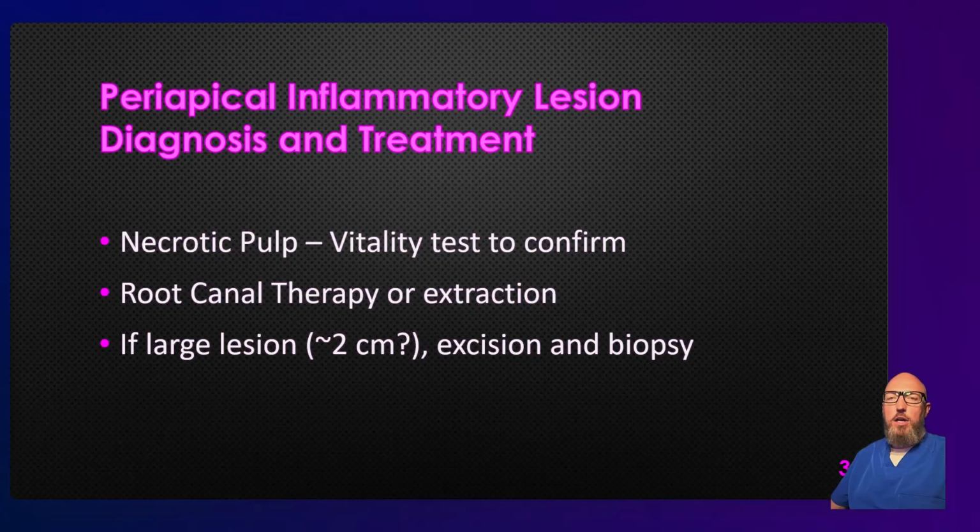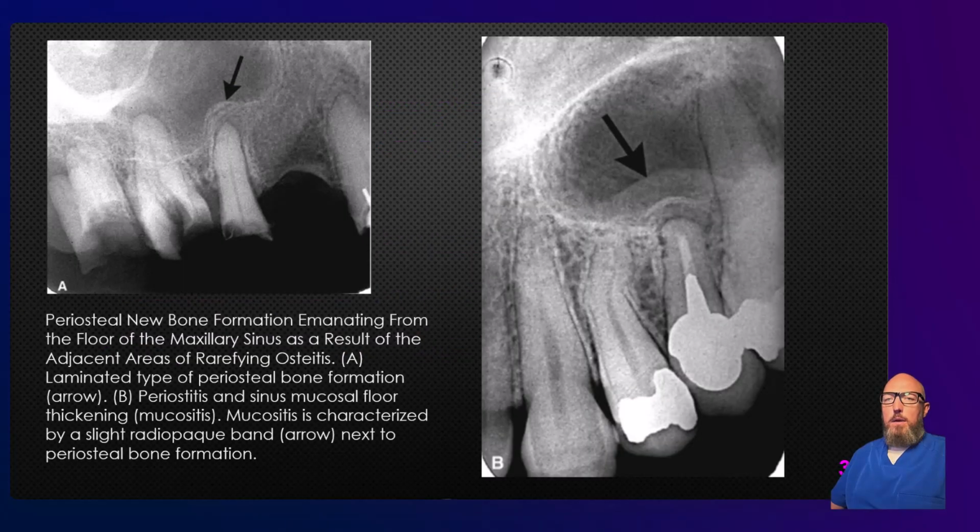If the lesion is large, larger than 2 centimeters, you're really starting to think a cyst, and that's going to require excision and biopsy. All right, now on to the sinus mimics. When a periapical lesion sits under the maxillary sinus, it can provoke a periosteal reaction, as we see here, that thickens the mucosa. So inflammation around the tooth can announce itself up into the sinus.